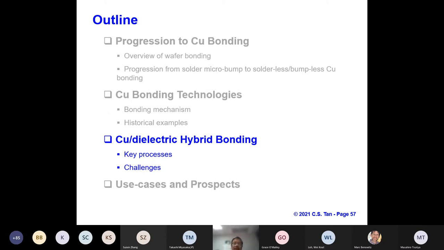How did we try to understand the bonding mechanism behind copper-copper direct bonding? Most of the techniques that we developed were never used in manufacturing. I have to be very upfront here. But these experiments helped us to understand the bonding mechanism much better. What I try to do in the next section is to showcase one particular bonding approach that has actually been used in the industry and has already been made into product.